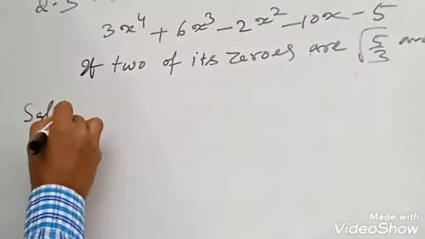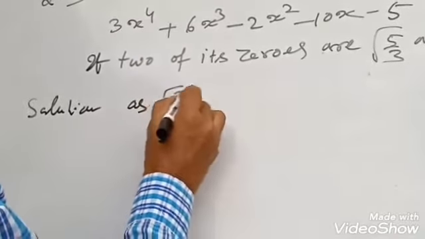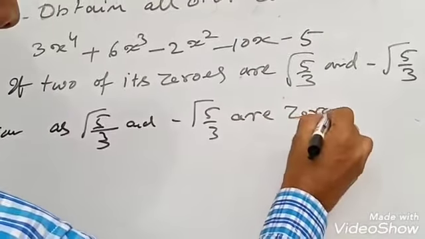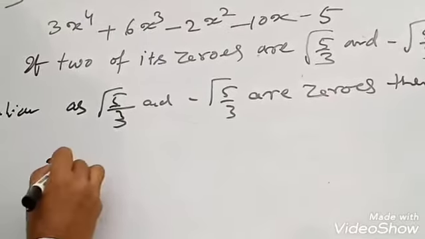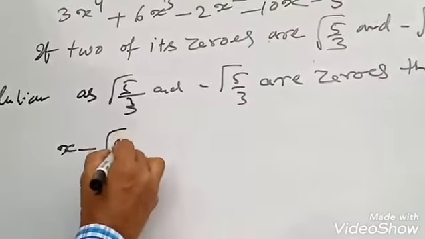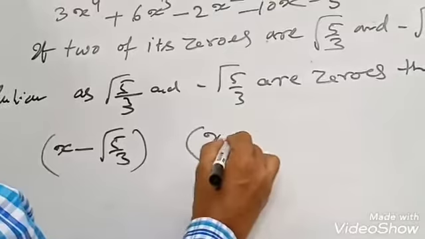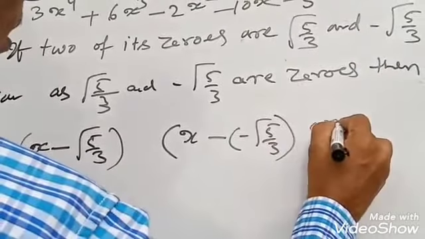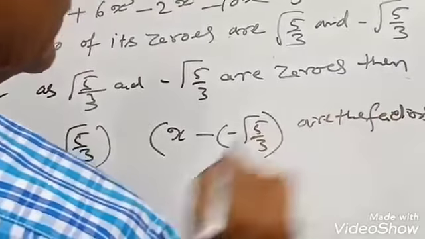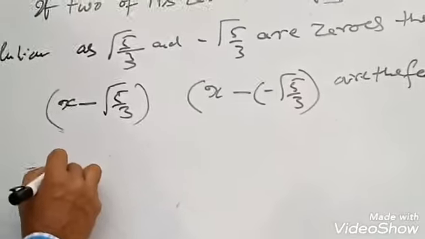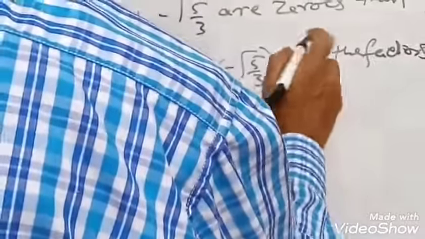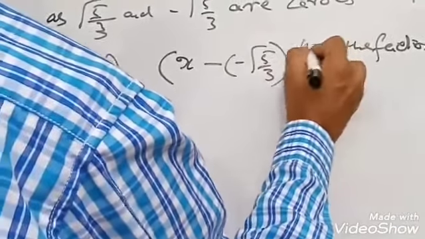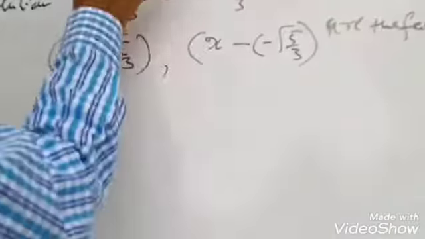Now solution. As root 5 by 3 and minus root 5 by 3 are zeros, then x minus root 5 by 3 and x plus root 5 by 3 are the factors. These two are factors of this polynomial.